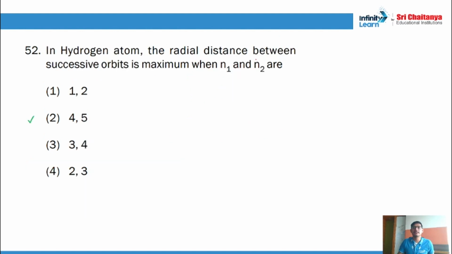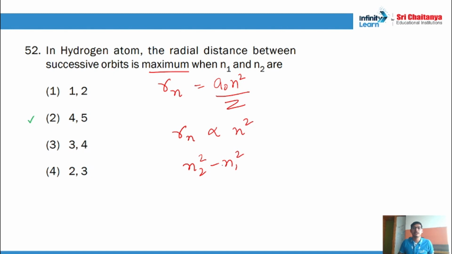In hydrogen atom, the radial distance between successive orbits is maximum. Okay. Now, what is the formula for the radius of orbit? It's a naught n square by Z, right? Because atom is fixed, hydrogen, so I can say radius will be proportional to the n square. Now, the radial distance is maximum. So we are talking about the maximum value of this, right? Radial distance, that means the radius of outer orbit will be proportional to n2 square and the radius of inner orbit will be proportional to n1 square. So we are practically looking at the value of n2 square minus n1 square. Now for this it will be 2 square minus 1 square, which will be 3, right? For this it will be 5 square minus 4 square, which will be 9, right? So that is how you can do for all of them. You'll find out that the maximum difference is for this pair.